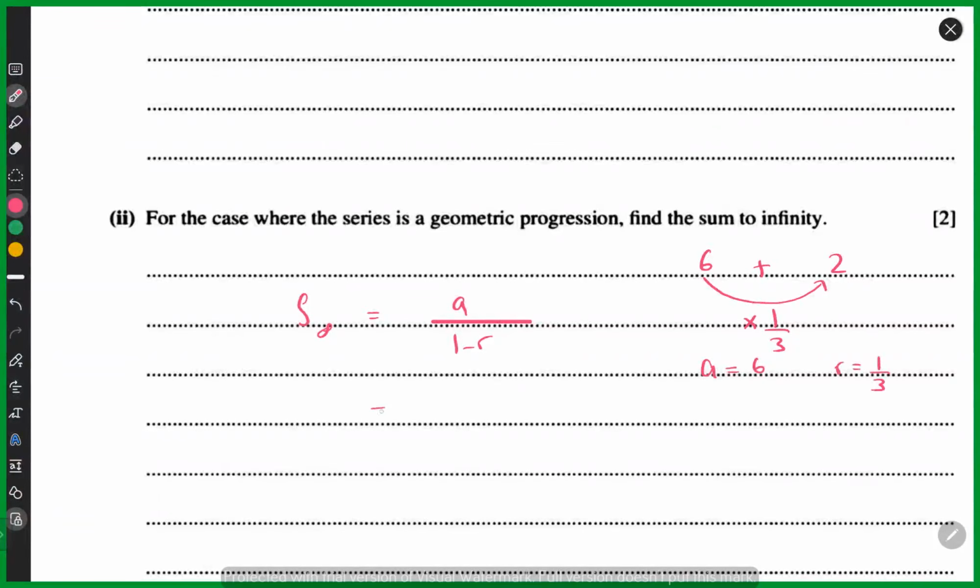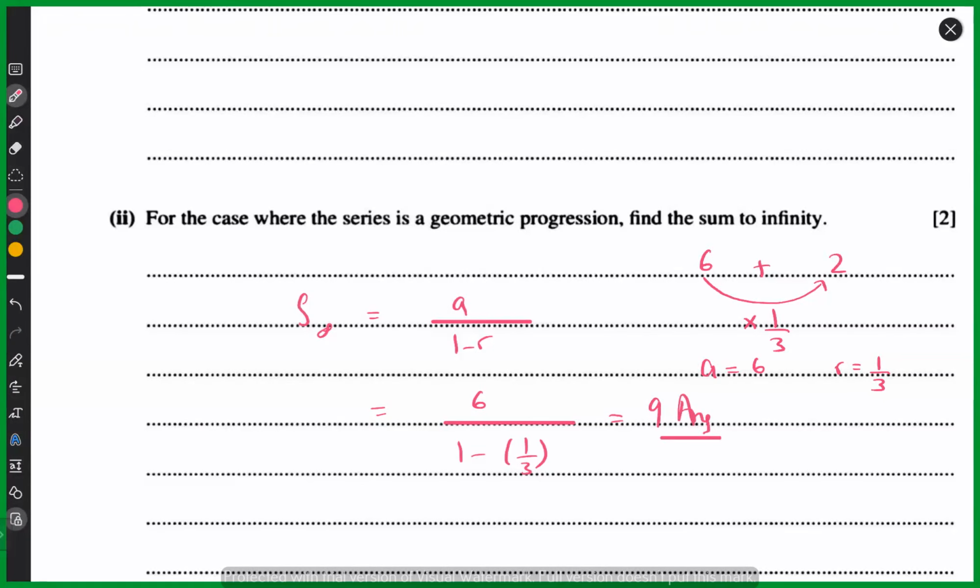So that is it. 6 divided by 1 minus 1 by 3 is going to give me the final answer, and that is going to be 9. So this is going to be my answer. Okay, so here I was again supposed to find a and r, which is basically the common ratio. It's basically the number I multiply with the first one to get the second one. That's 1 by 3, and this is how I get the answer.